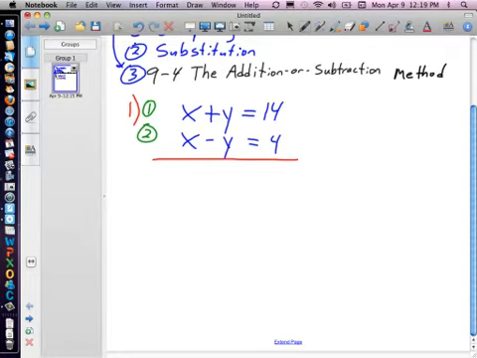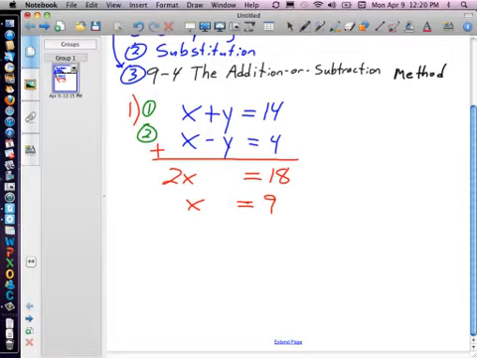If I just put a line under here and make this a big addition problem, and then I add the left sides together, I see x plus x is going to be 2x. Positive y plus negative y is going to be 0. So those go away. And then 14 plus 4 is going to be 18. Now I can divide both sides by 2 and get x equals 9.